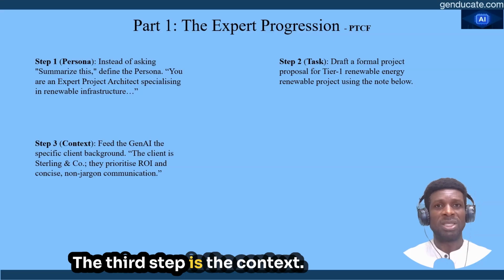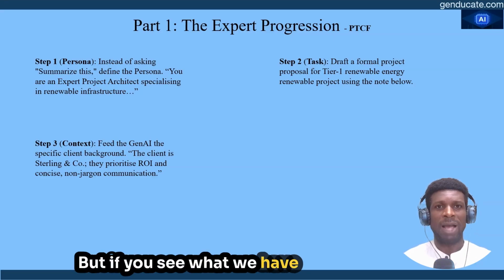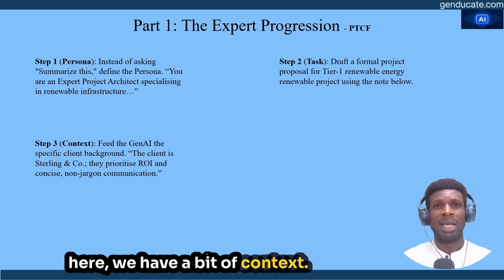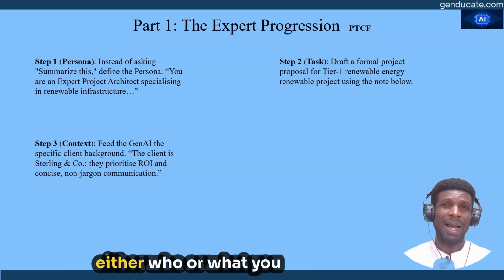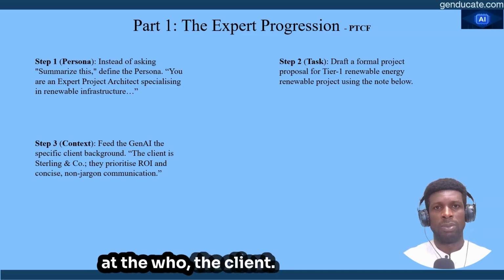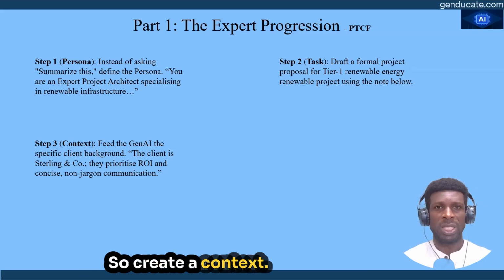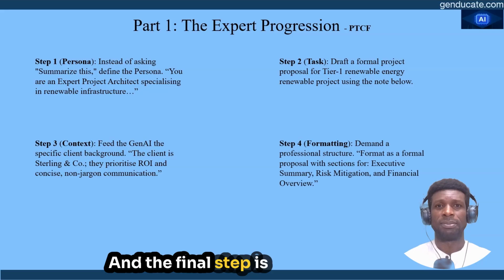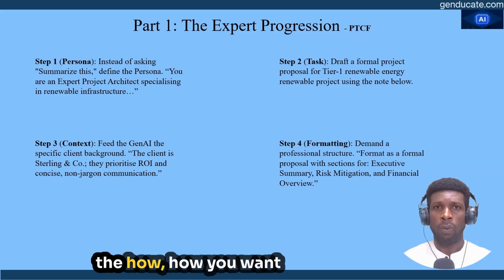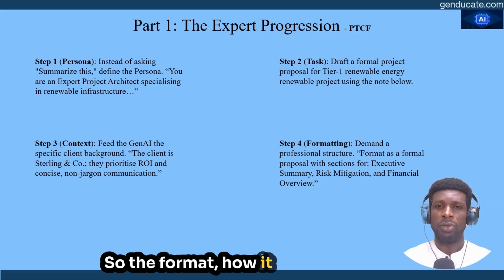The third step is the context. Again, you include more information to yours. But if you see what we have here, we have a bit of context. The context can be either who or what you are doing the task for. Here we are looking at the who, the client. So it can be who or what you are doing the task for. So create the content. And the final step is the how you want the task to be done. So the format, how it should look like.